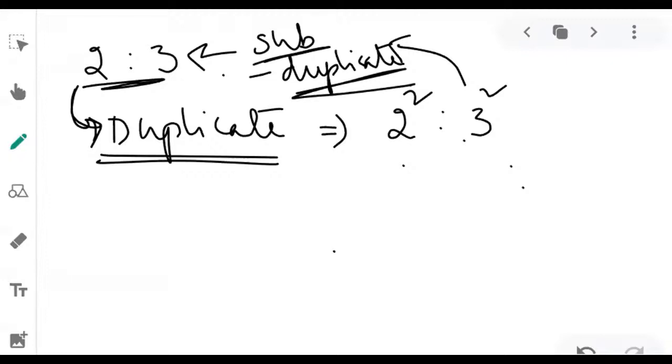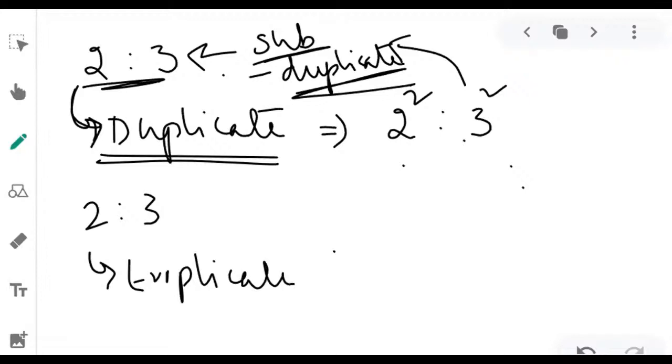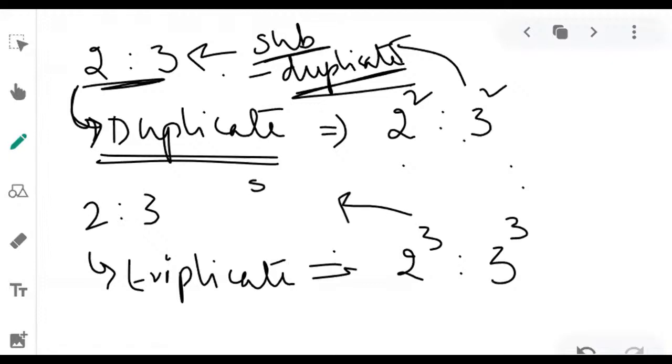Duplicate and subduplicate. Same goes again. The triplicate ratio of 2:3 is, any guesses? Bhavani? 2 power 3. 2 cube is to 3 cube. The subtriplicate ratio. Okay, this is such a useless name, but you have problems like this. The subtriplicate ratio of 2 cube is to 3 cube is 2:3.